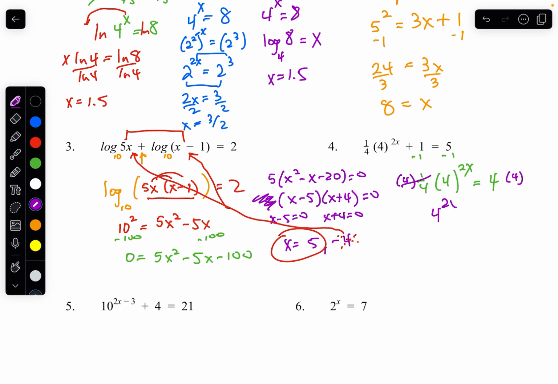So now you have 4 to the 2x is equal to 16. And depending on how you do this, go back to problem number 1 and you can see the 3 ways that I solve it. I'm just going to rewrite this. So I'm going to go log base 4. Logarithms are always equal to the exponent. Put my 16 there. 4 to what power is 16? That's a 2. You can certainly use your calculator on that one. And then when you divide by 2, I get x is 1.